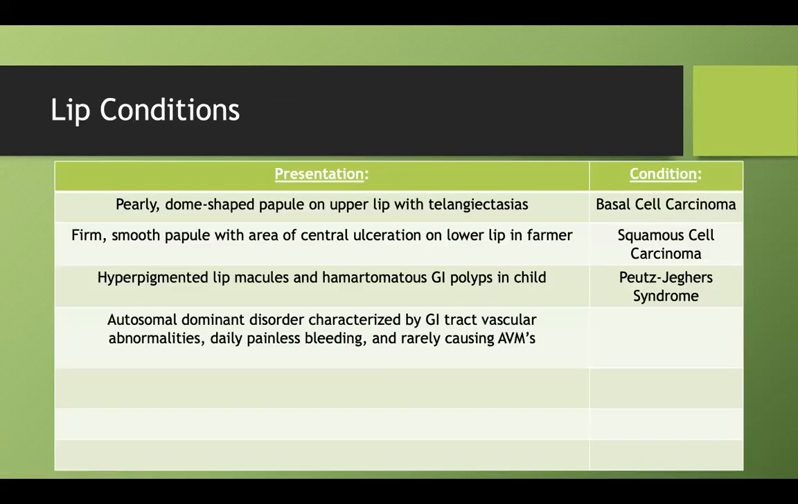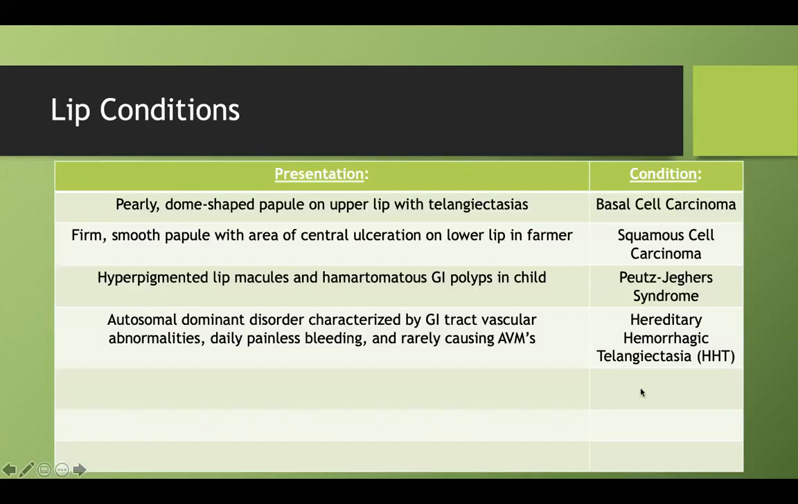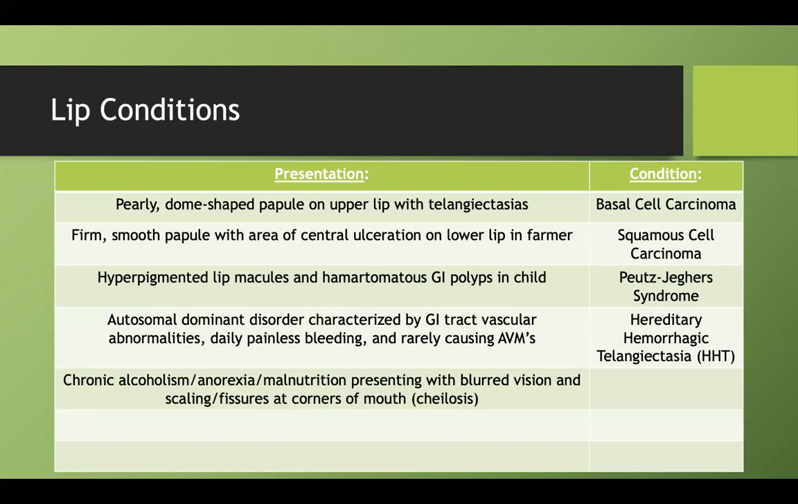A common lip condition that gets confused with Peutz-Jeghers, if you haven't studied it in a while, is this next one. What's the autosomal dominant disorder characterized by GI tract vascular abnormalities, painless bleeding, and it can cause arterial venous malformations? This is called hereditary hemorrhagic telangiectasia, which I talk about later as well in the colon section. Here you can see some of the telangiectasias. There are these red spot vascular abnormalities in the lip, and then you can see them on the tongue right there. So that's something to keep in mind. Very different from Peutz-Jeghers lip pathology, but if you haven't studied it in a while, you might get those confused.